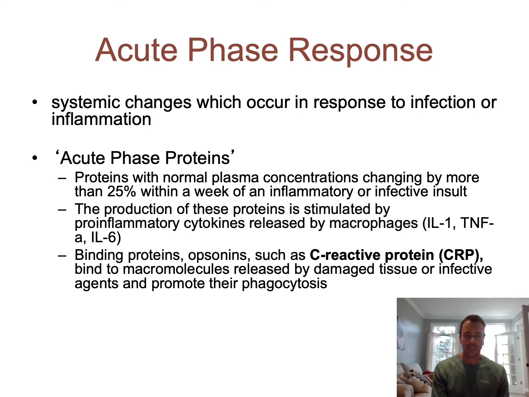Binding proteins, opsonins such as C-reactive protein, bind to macromolecules released by damaged tissue or infective agents and promote their phagocytosis. So all of these are acute phase proteins that can rise or fall in concentration when we get some sort of inflammatory or infective insult.